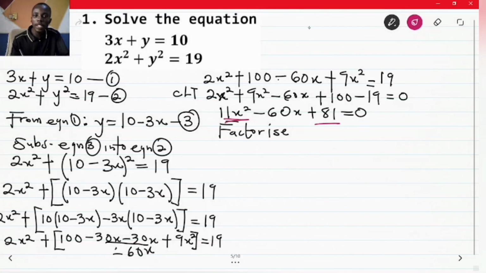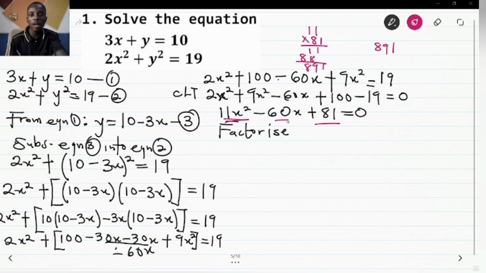When I multiply them, I have 11 times 81. That will give me 891. Now I'm going to look for the factors of 891 that we add or subtract to get minus 60 here. So I will need my calculator here.